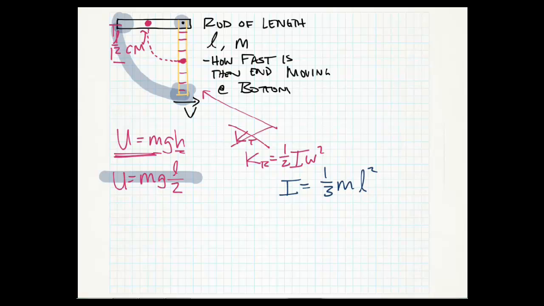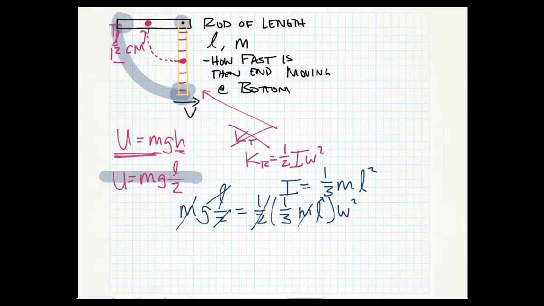So at this point, we can solve for what the angular velocity of everything is. We know that mg L over 2 is going to be equal to 1/2 times 1/3 ml squared times omega squared. So we know the m goes away, the 1/2 goes away, and one of my L's goes away. So, what do we have? Omega is equal to the square root of 3g over L. So, every bit of that rod is moving with that same angular speed.